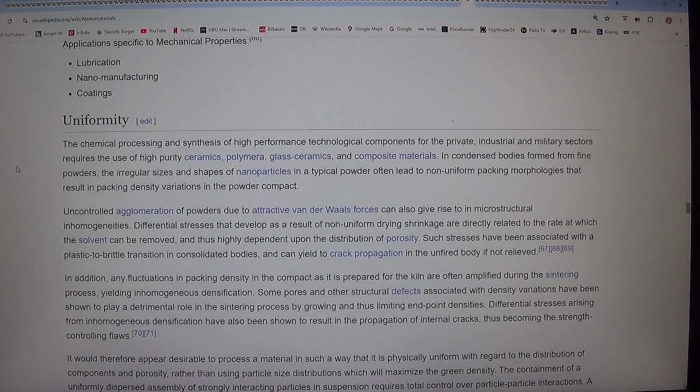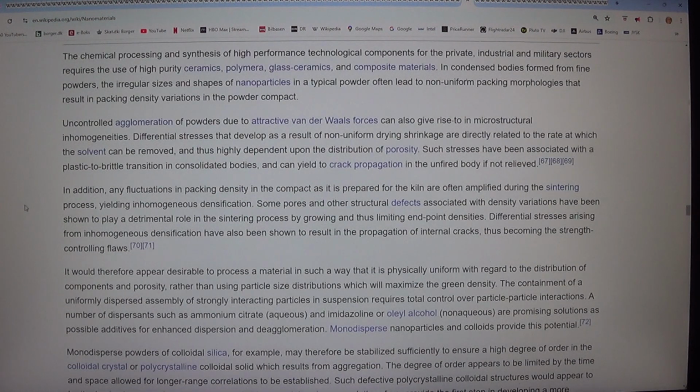the use of high-purity ceramics, polymers, glass ceramics, and composite materials. In condensed bodies formed from fine powders, the irregular sizes and shapes of nanoparticles in a typical powder often lead to non-uniform packing morphologies that result in packing density variations in the powder compact. Uncontrolled agglomeration of powders due to attractive van der Waals forces can also give rise to microstructural inhomogeneities. Differential stresses that develop as a result of non-uniform drying shrinkage are directly related to the rate at which the solvent can be removed, and thus highly dependent upon the distribution of porosity.